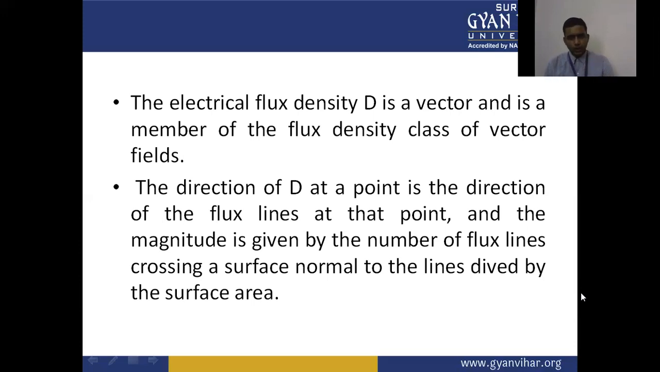The direction of D at a point is the direction of the flux lines at that point. And the magnitude is given by the number of flux lines crossing a surface normal to the lines divided by the surface area.